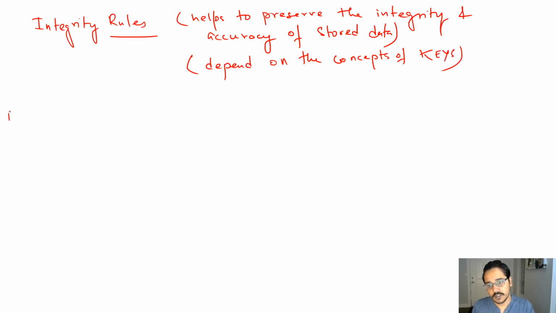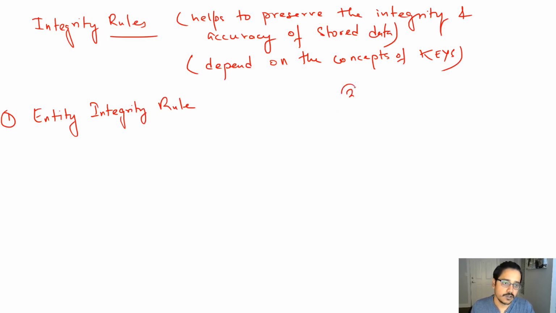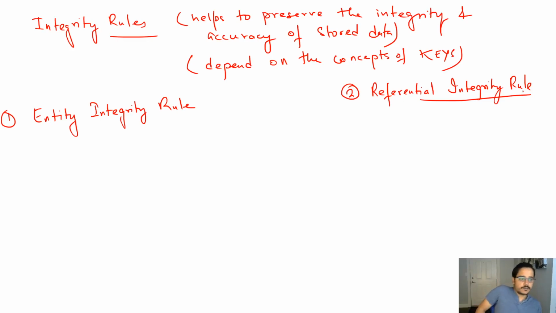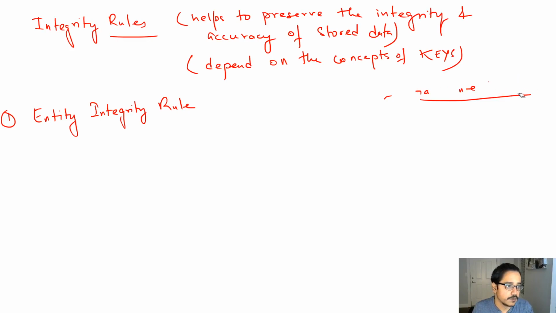So there are two different integrity rules. The first one is known as the entity integrity rule, and then the second one is known as the referential integrity rule. So we will discuss this after the entity integrity rule, so let's not go there, just keep it clean for now.